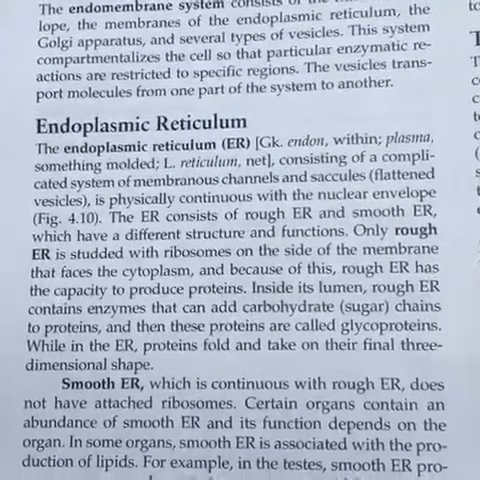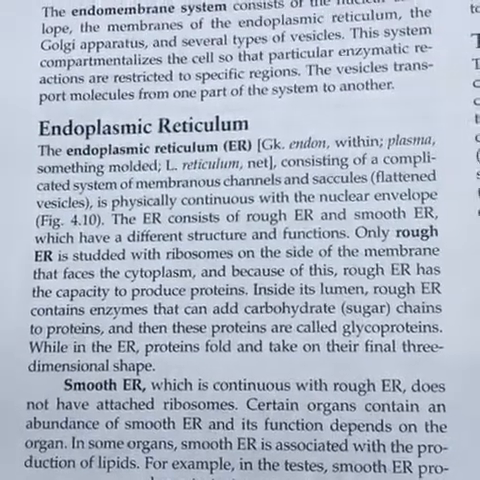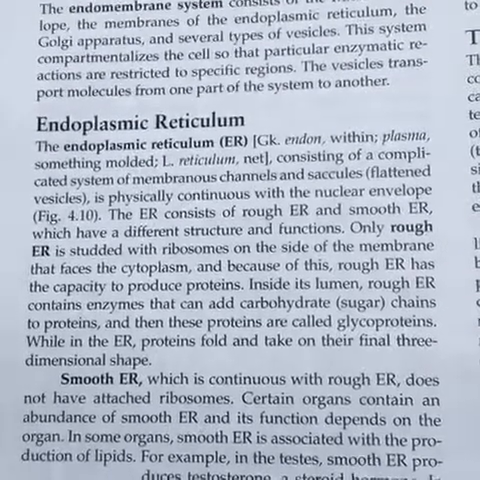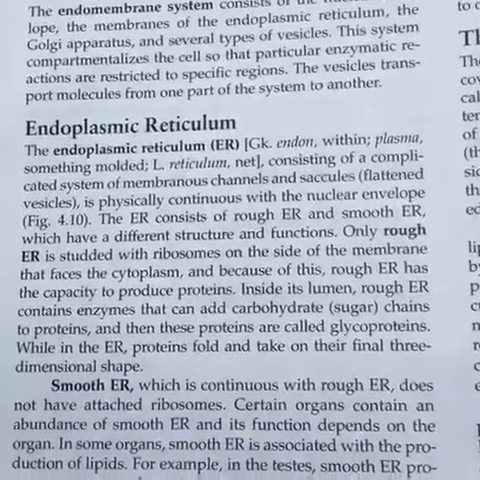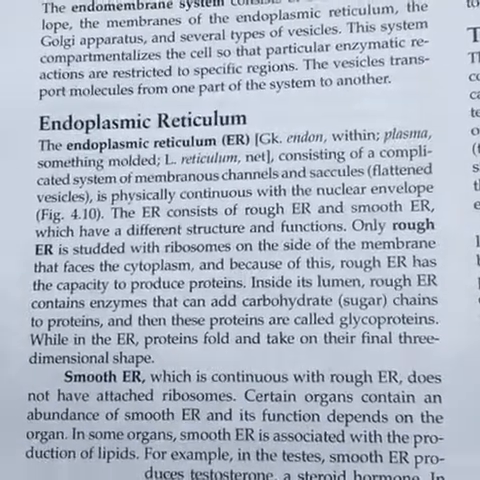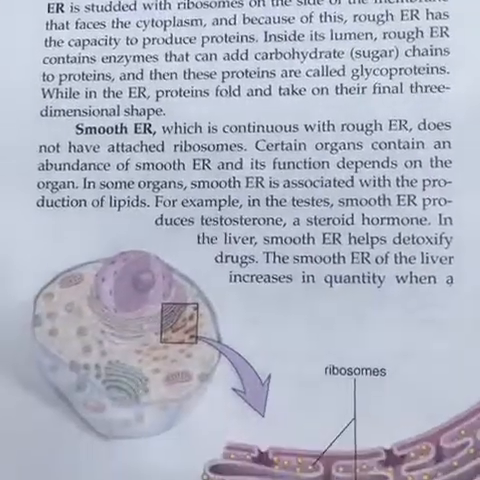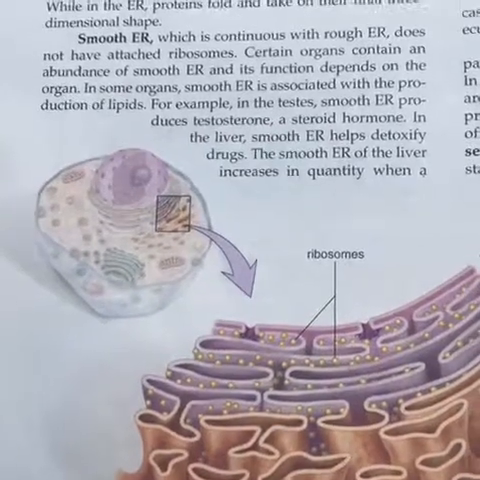Inside its lumen, rough ER contains enzymes that can add carbohydrate, sugar chains, to proteins, and then these proteins are called glycoproteins. While in the ER, proteins fold and take on their final three-dimensional shape. Smooth ER, which is continuous with rough ER, does not have attached ribosomes. Certain organs contain an abundance of smooth ER, and its functions depend on the organ.